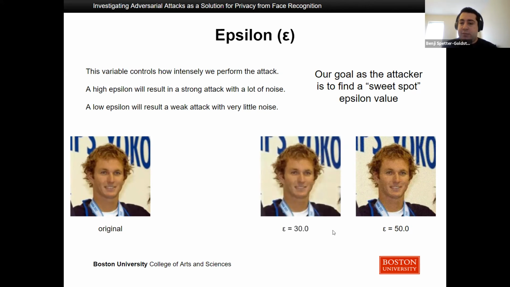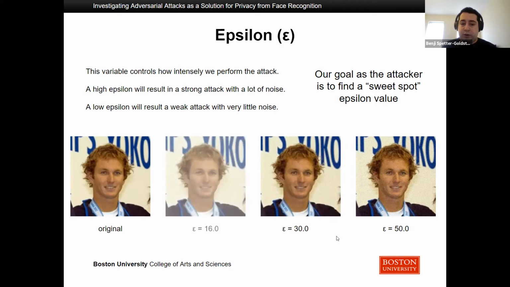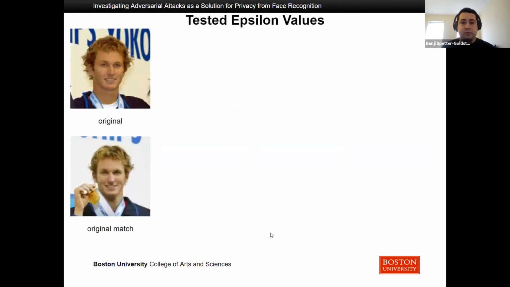But we can also use some intermediate values like 30 or 16, and we can see that these look much, much closer to the original. It might be harder to tell the difference. So our goal is to find this sweet spot epsilon value where the image doesn't look very different to us, but again, will still fool the computer.